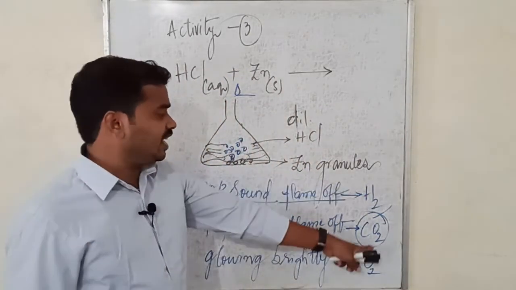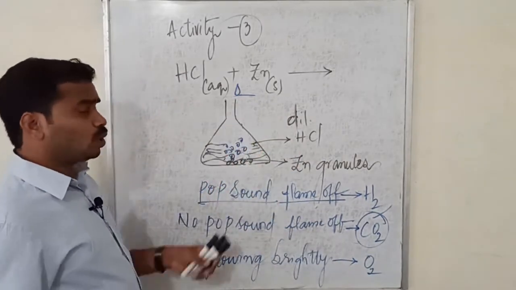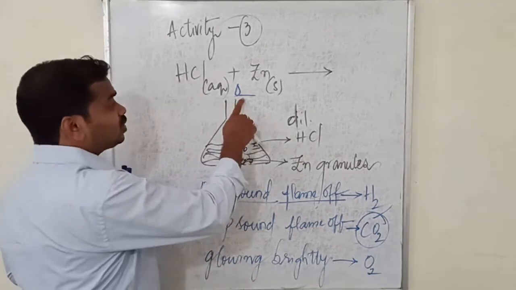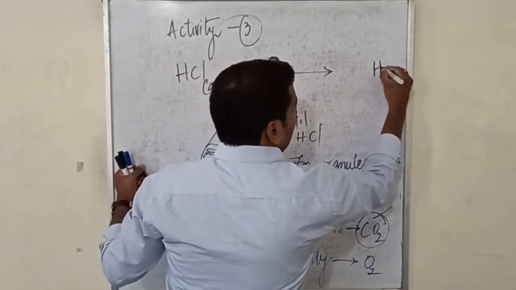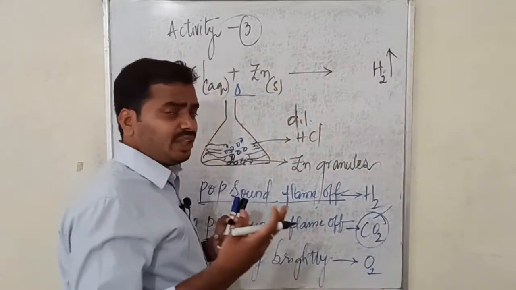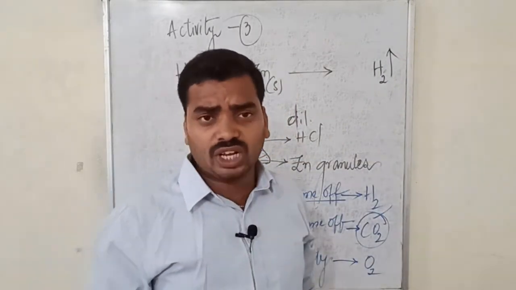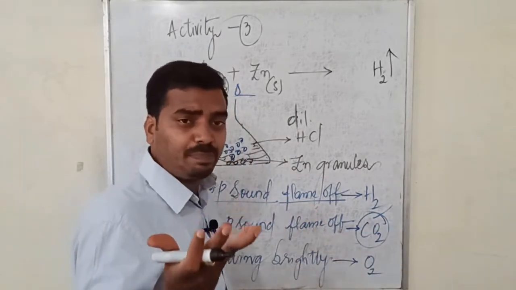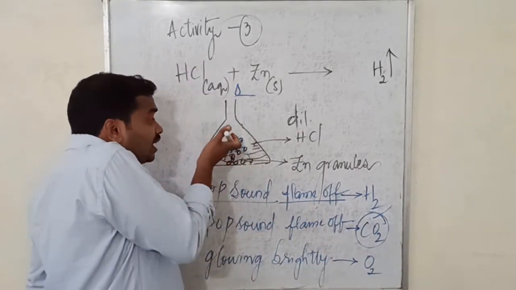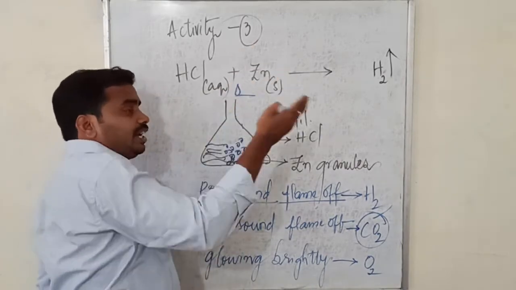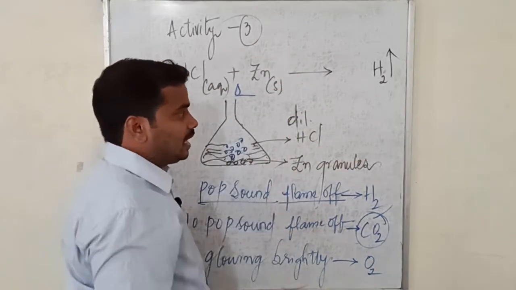So three different cases, but here the flame was put off with a pop sound, so you can conclude that the gas released was H2. Remember, previously if anything got settled down in the conical flask, we indicated such compounds as precipitate. Now the gas is getting liberated, it's not getting settled down here, it's coming out of the conical flask.